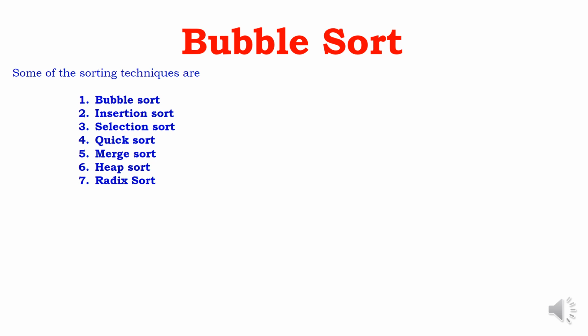Some of the sorting techniques are bubble sort, insertion sort, selection sort, quick sort, merge sort, heap sort, and radix sort. These names are assigned to the techniques based on the method of rearranging elements either in ascending order or in descending order. In this topic, we are going to discuss the bubble sort technique, how to rearrange the elements in ascending order, why the technique is named bubble sort, and what the time complexity of the bubble sort technique is.